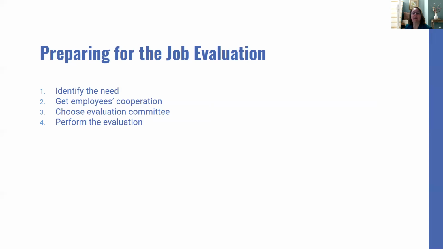The initial steps include identifying the need for the program, getting cooperation, and then choosing the evaluation committee. The committee then performs the actual evaluation. Identifying the need for the job evaluation really shouldn't be that difficult. It's a matter of once you have the process established, every job goes through that same process. Employees may fear that a systematic evaluation of their jobs could reduce pay rates. So getting employees to cooperate is important.